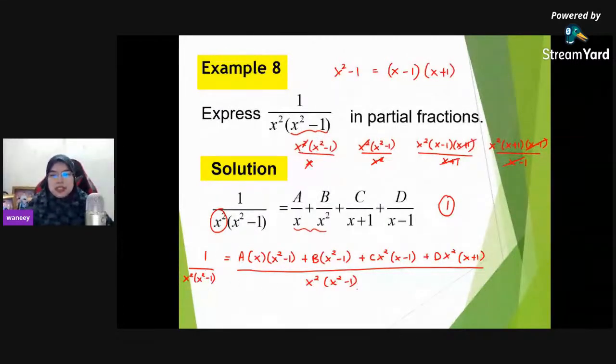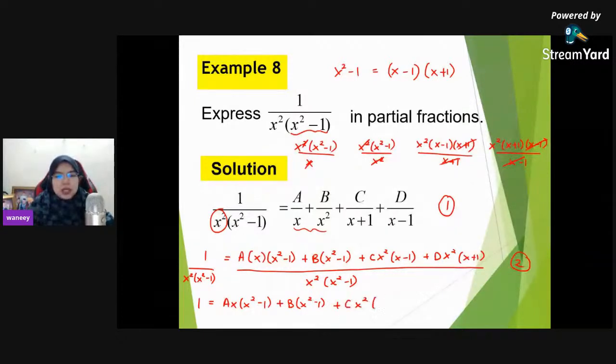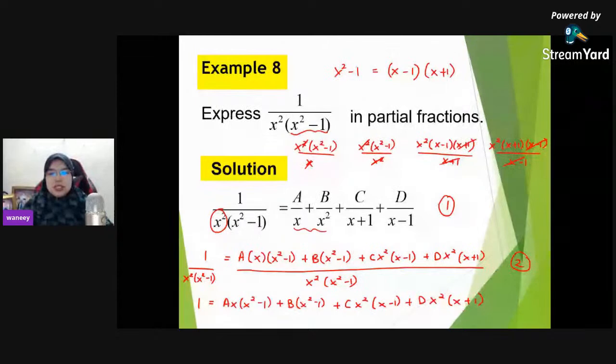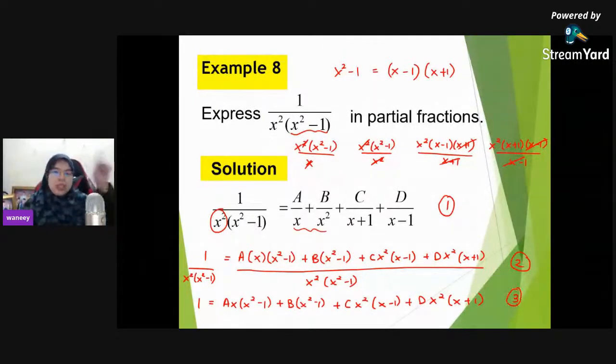Okay, so this is the second step where I have the same denominator. So now let us compare your numerator. So you can easily see 1 is equal to A(x² - 1) plus B(x² - 1) plus C x²(x - 1) plus D x²(x + 1). Okay, so this is the third step where I compare the numerator.